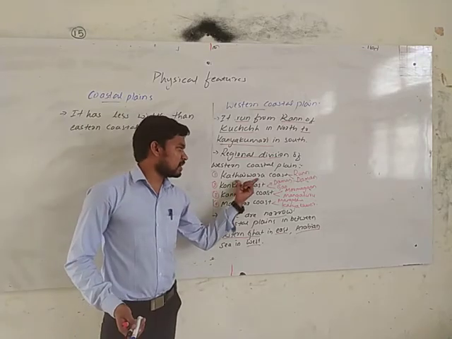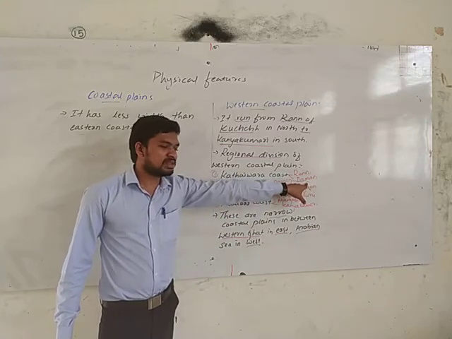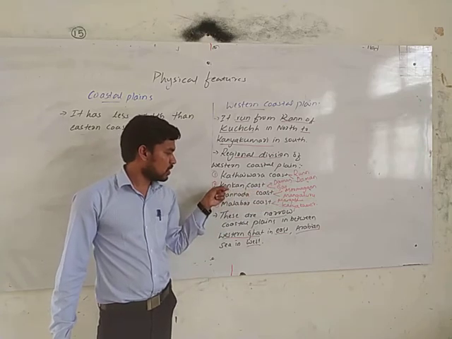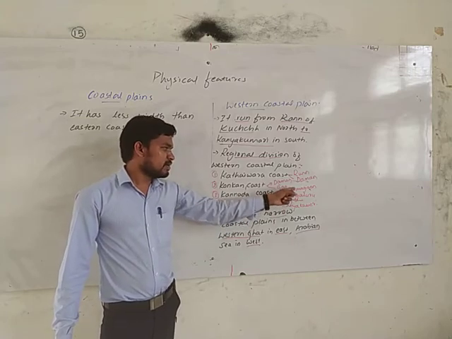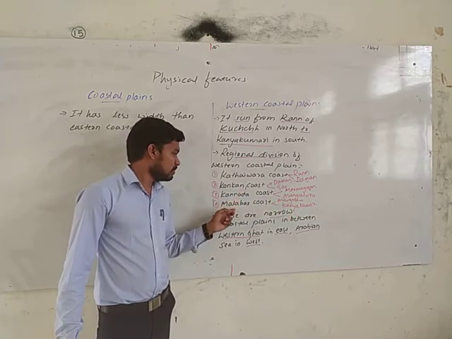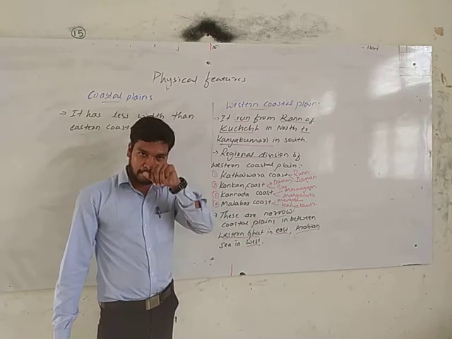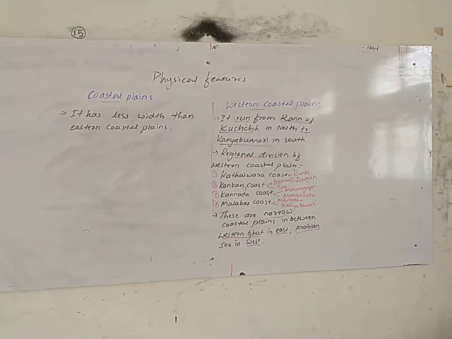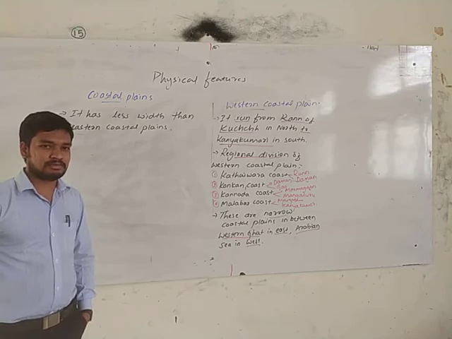The Kathiawar coast extends from the Rann of Kutch to Daman. And the Konkan coast from Daman to Goa. The Kannada coast from Marmagaon, meaning Goa, to Mangaluru. The Malabar coast from Mangaluru to Kanyakumari. Is it all?